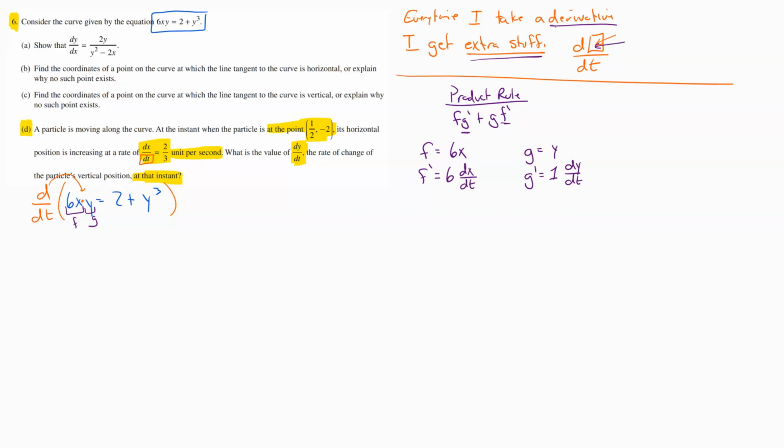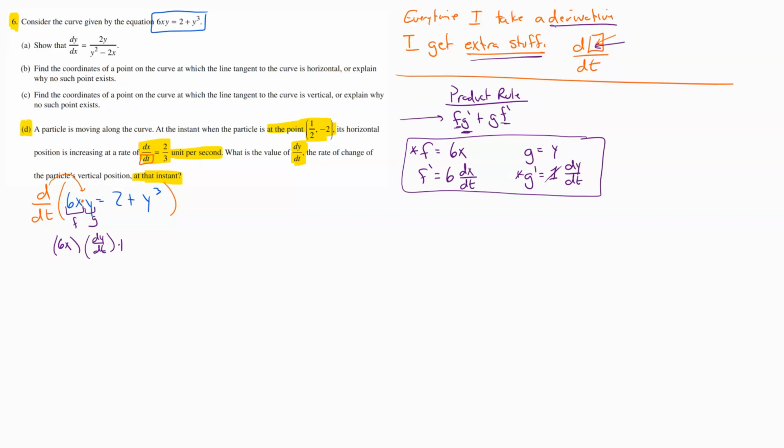Now that I have what I just call all of my ingredients, I'm just going to follow my product rule recipe to put this first piece together. So the rule says first go grab f. Cool. 6x. We're going to multiply that by g prime. Check. I don't really need the 1, so you can kind of leave that there. So then this would be dy/dt.